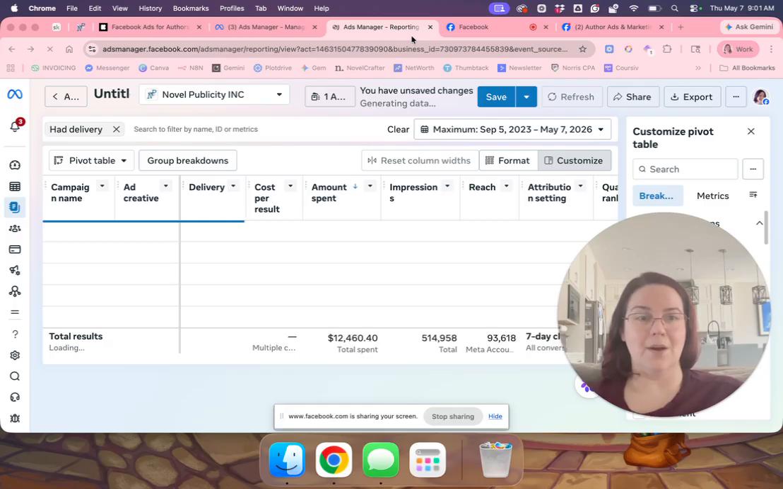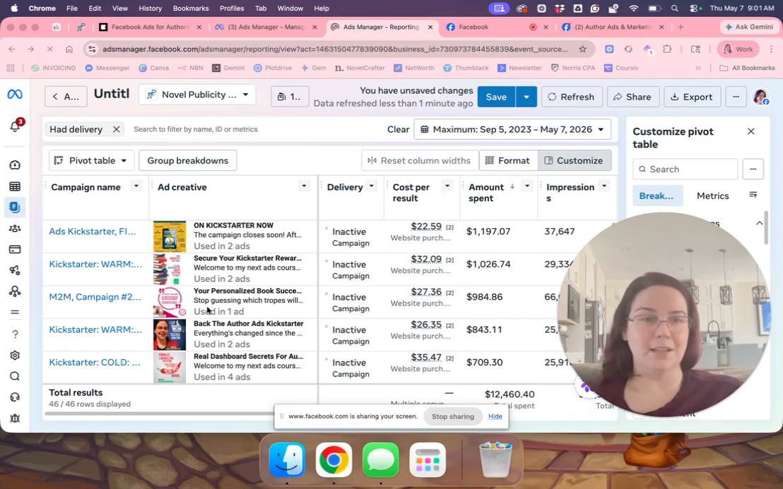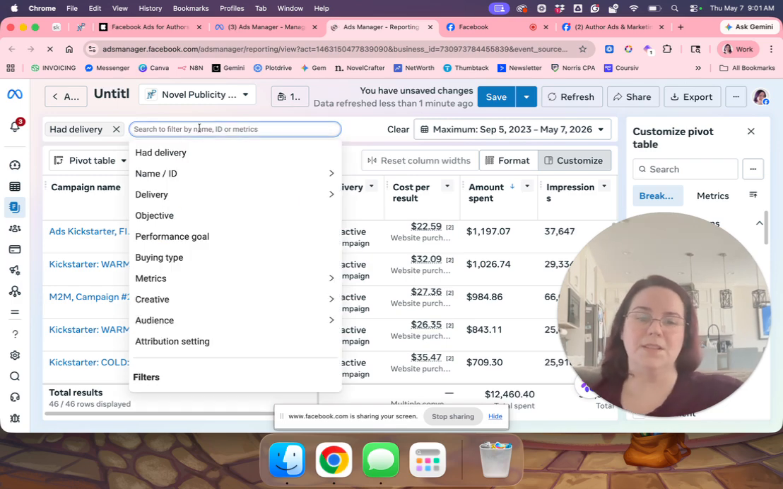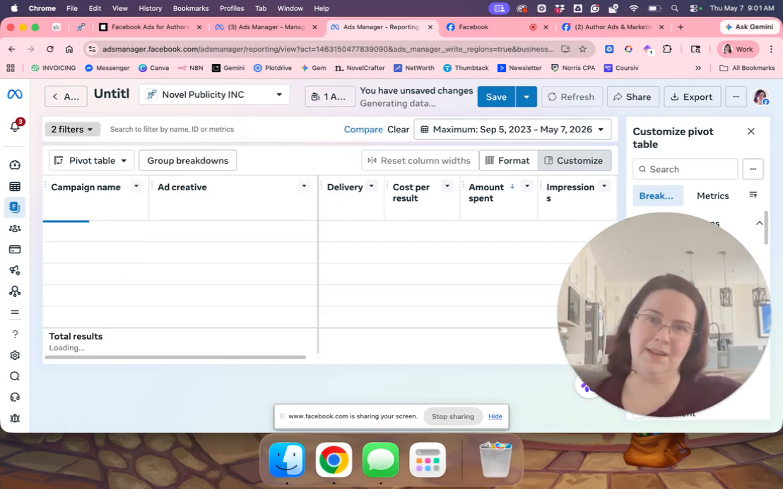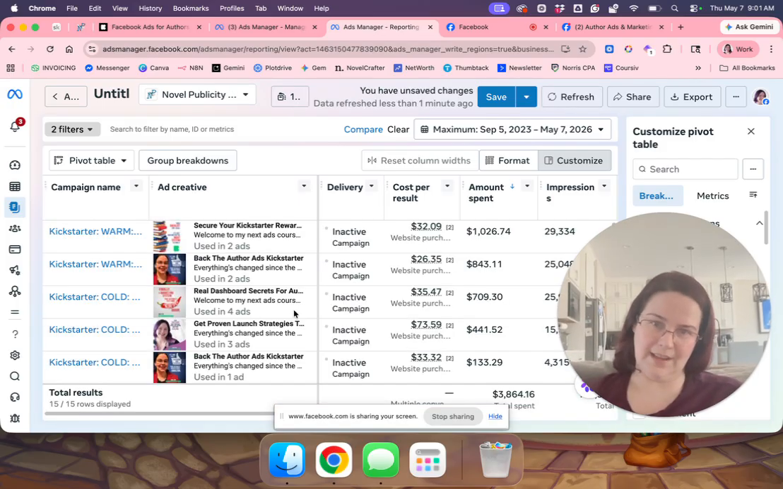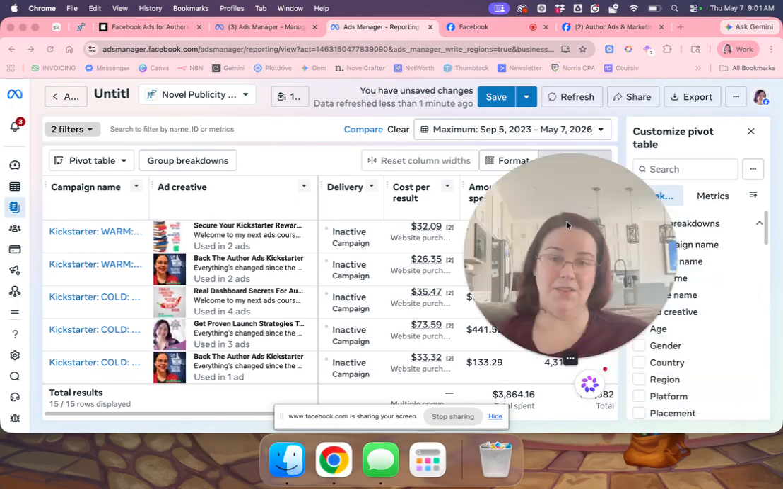So now we have a pivot table. That's a little bit overwhelming. So the first thing I'm going to do is filter just the campaign I want by typing in a keyword that I know maps to that campaign. Okay, here's all this stuff.